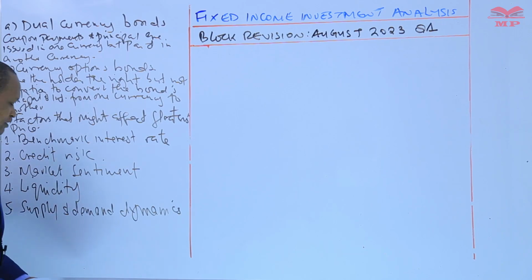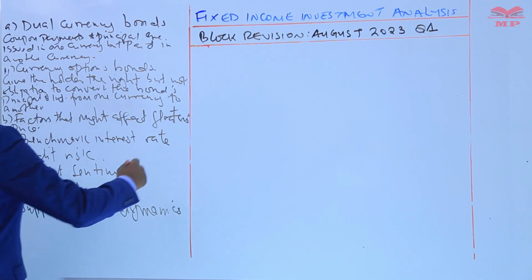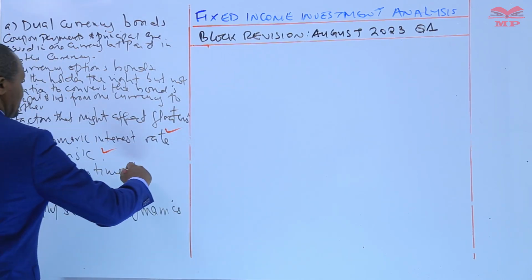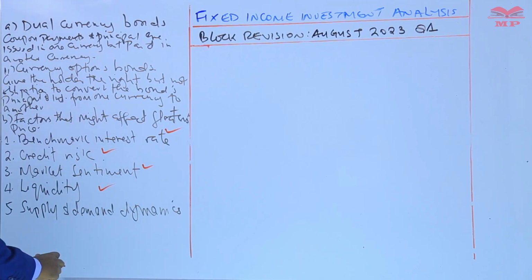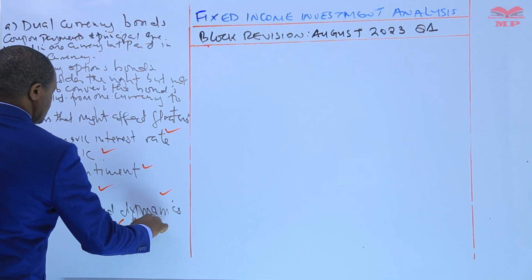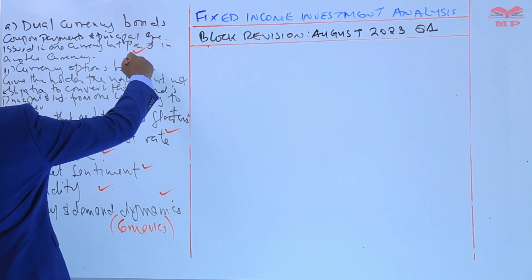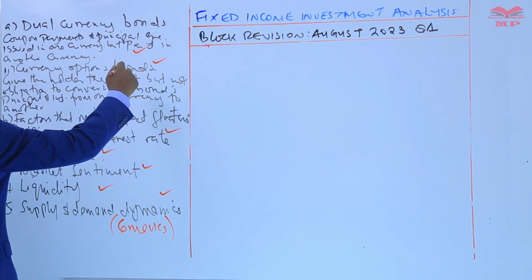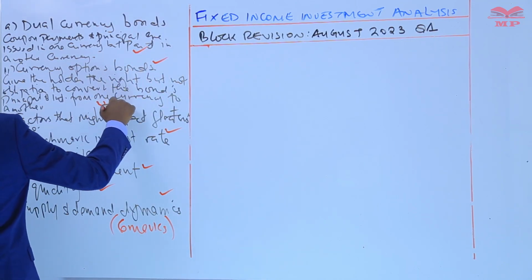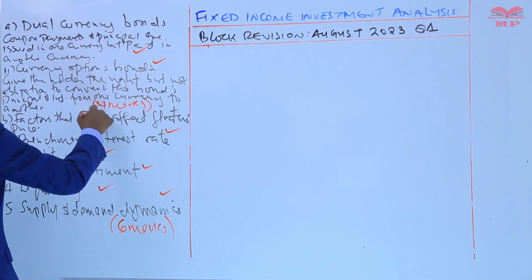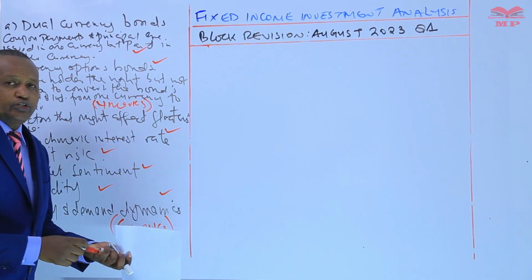Candidates were to give just 3: benchmark interest rate, credit risk, market sentiment, liquidity, supply and demand dynamics. 6 marks. Part A of the question, we explained dual currency bonds and currency options bonds. These were to earn a total of 4 marks. So candidates, you can see these are easy 10 theory marks.